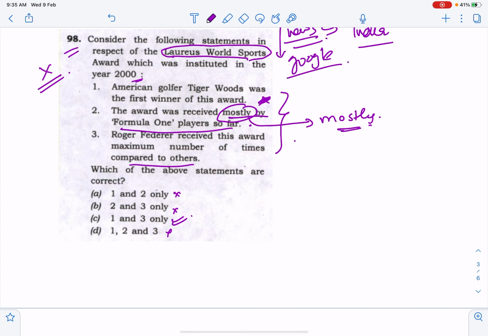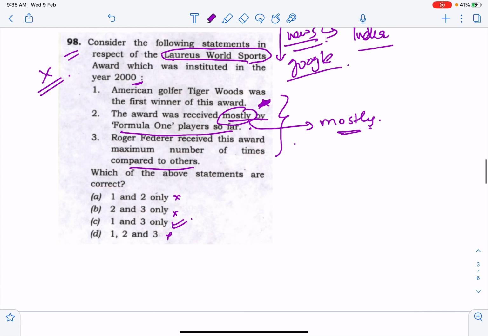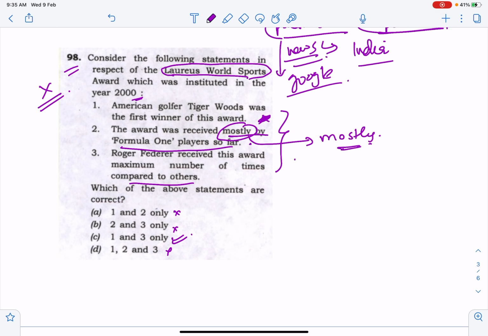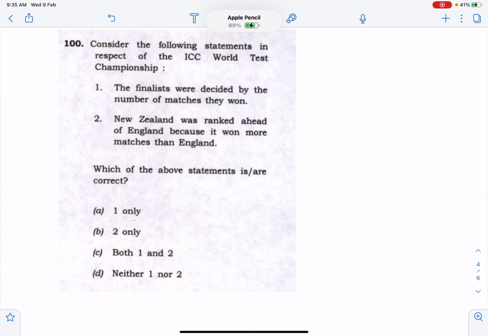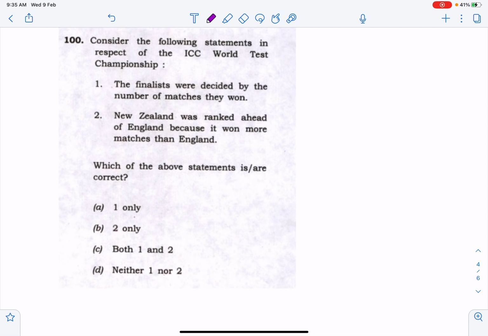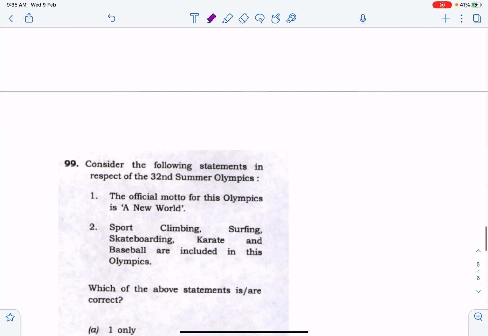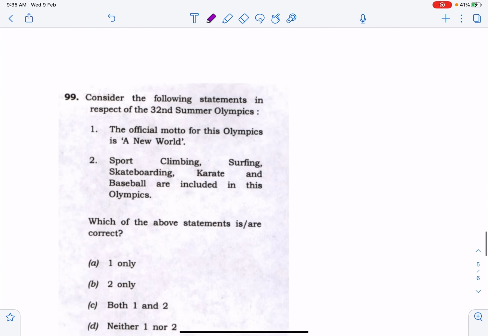I said earlier that this question you can answer by not knowing, but I don't think you can. I might have been talking about a different question. So this question is also based on facts. So you need to have read this. This must have been in the news, and that's why UPSC has asked this. And this ICC question also has come because the ICC World Test Championship final was held in England, for the first time. And this is about the 32nd Summer Olympics. Again, this question has come because the Tokyo Olympics could not be held on time because of Corona. So it is becoming very clear that UPSC is asking questions about sports.